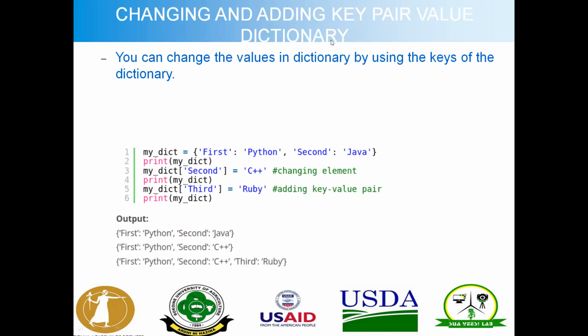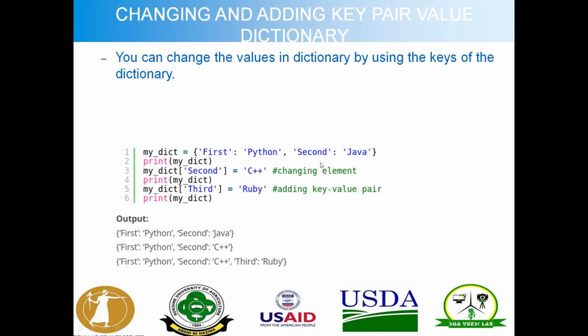Now, how can you add a key value pair in a dictionary? You can add a key value pair to the dictionary by using the keys. So for example, you have the dictionary with the name myDict and having two key value pairs, a key first with the value Python and key second with the value Java. Just assume you want to replace the value of the key second. You want to replace Java with C++.